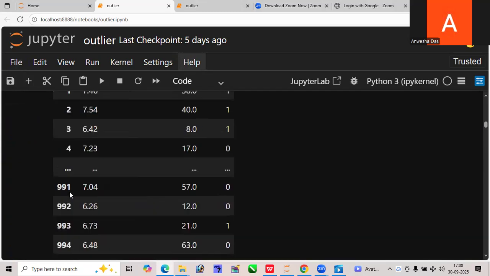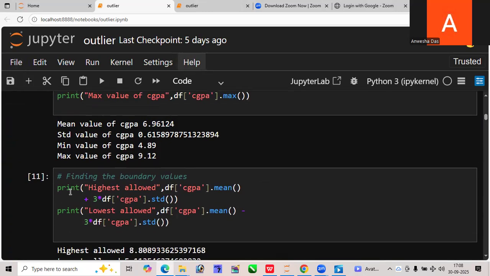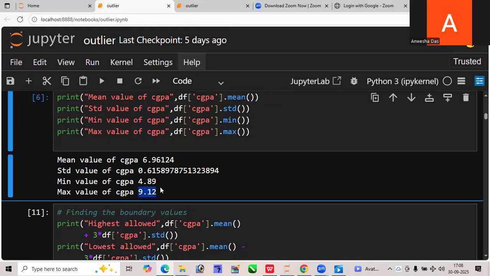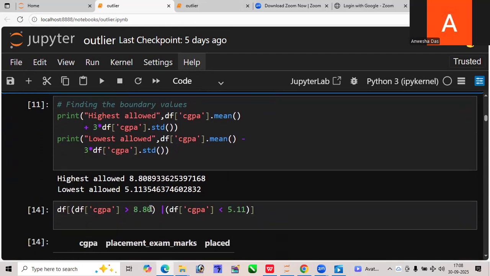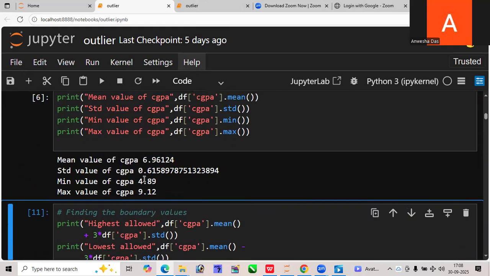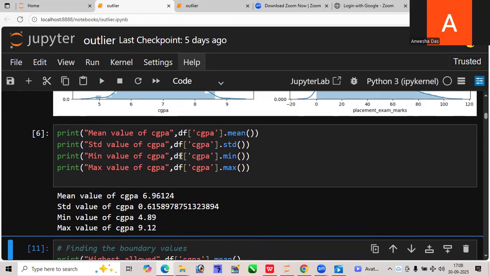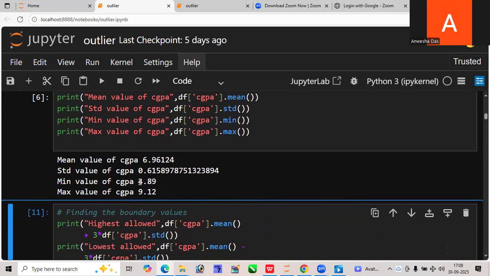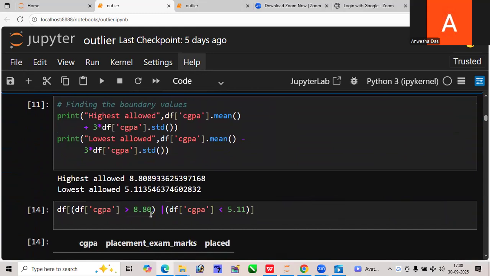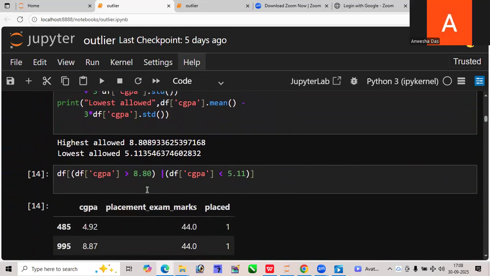See here, what is my maximum value? My maximum value is 9.12. I want to replace 9.12 with my highest value, that is 8.80. And what is the minimum value? My minimum value is 4.89. I want to replace 4.89 with 5.11.